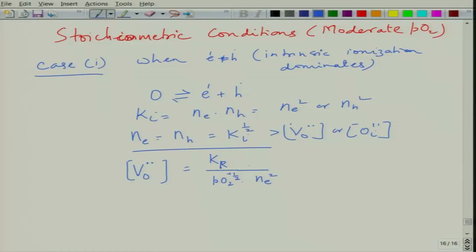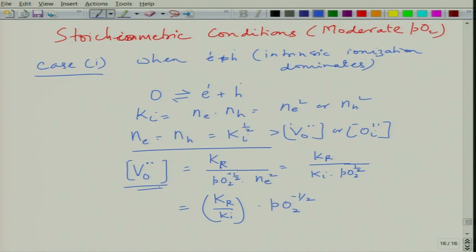Now what you do is substitute this expression for Ne, where Ne square is equal to nothing but Ki into PO to the power half. So, your VO will become oxygen dependent, and VO will be equal to Kr divided by Ki into P to the power minus half. It still has a minus sign, but the number has changed. Instead of having minus 1 over 6 dependence, it has minus 1 over 2 dependence. So, this is the expression for VO.